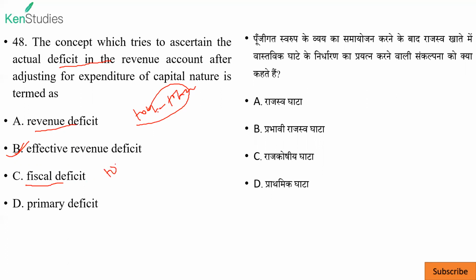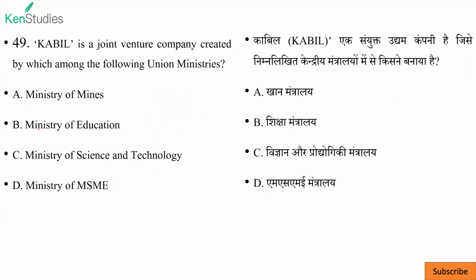Now fiscal deficit. Fiscal deficit is total income minus total expenditure. Obviously, that will be negative. Primary deficit. Primary deficit is fiscal deficit minus interest payment. Okay, so it is effective revenue deficit. So B is the correct answer.